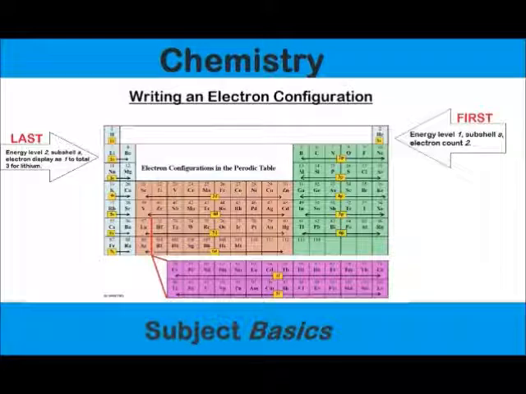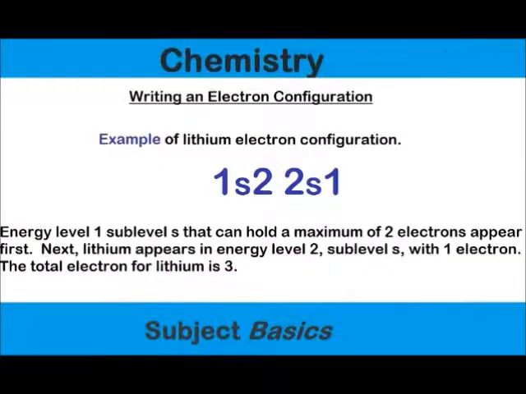We know that 2s provides space for a maximum of 2 electrons. However, since lithium only has a total of 3 electrons, and we've accounted for the first 2 electrons by writing down 1s2, we only need to account for 1 additional electron. So we write down 2s1. Altogether, 1s2 along with 2s1 account for lithium's electron configuration.